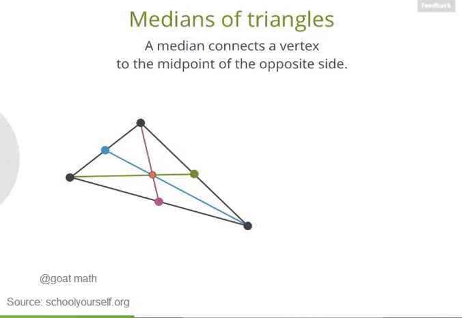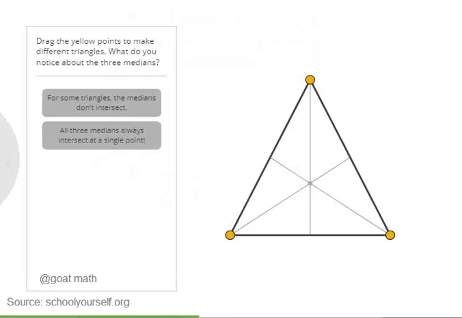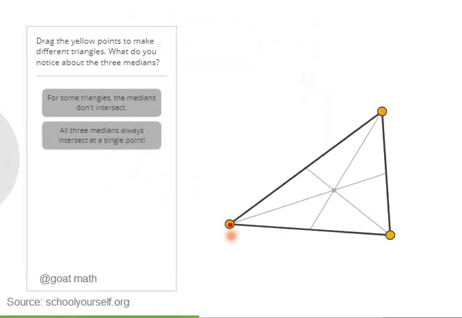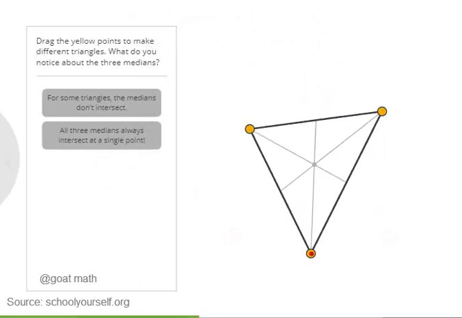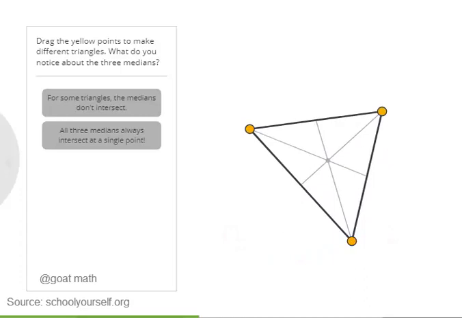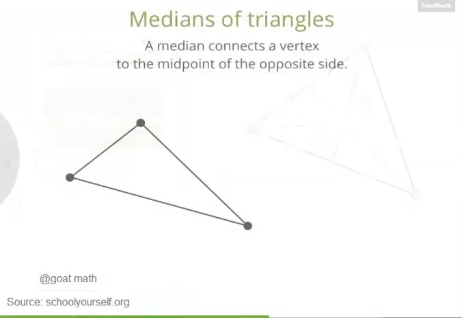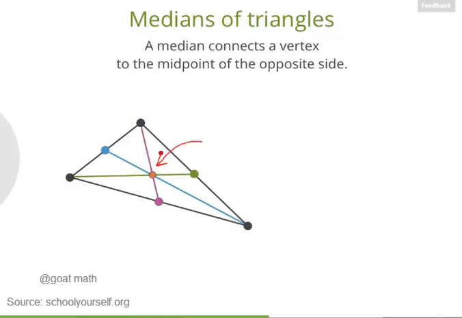Let's find out. So with this interactive, you can make any triangle you want by dragging around these 3 yellow vertices. The triangle's 3 medians are shown in light gray. So what do you notice about the medians? Do they always intersect at a single point? So that's pretty interesting. For any triangle, the 3 medians always seem to intersect at a single point, and this point is known as the centroid of the triangle.